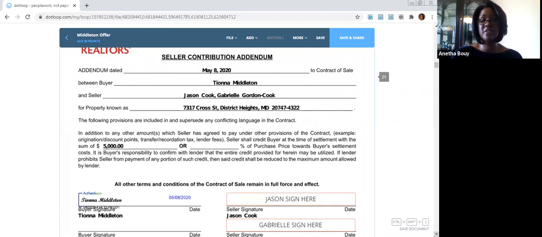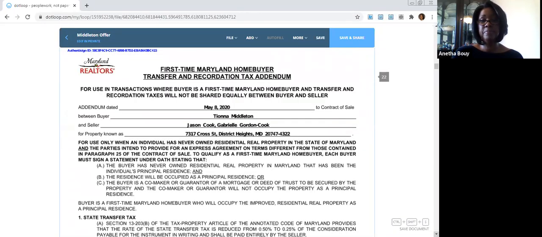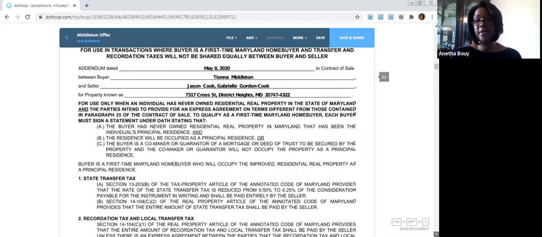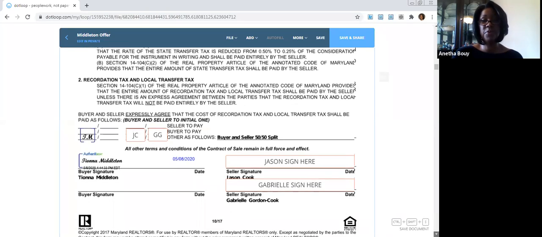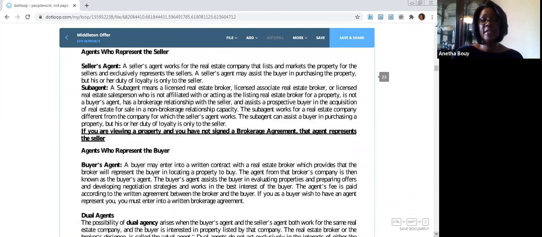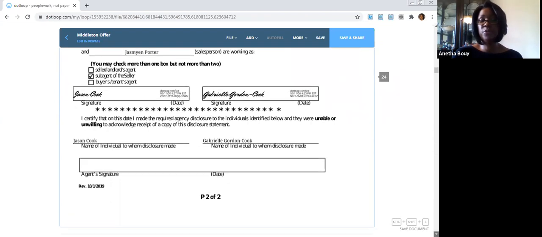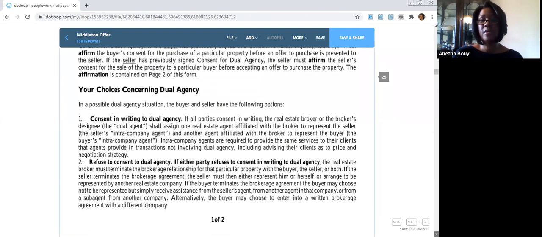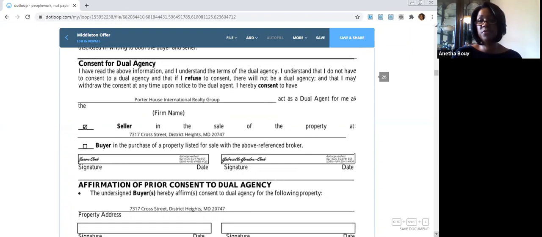They're asking for, this is the seller contribution addendum, and first time home buyer, she said that she was a first time home buyer. Here is also where they identify the 50-50 split, that they pay their portion of the transfer tax and recordation, and the seller pays their portion. Okay. And then this part is the same as what you would give to your seller, the understanding of who the agent represents and consent for dual agency.